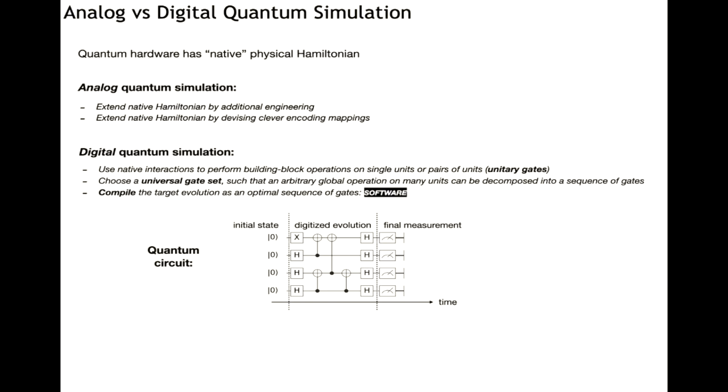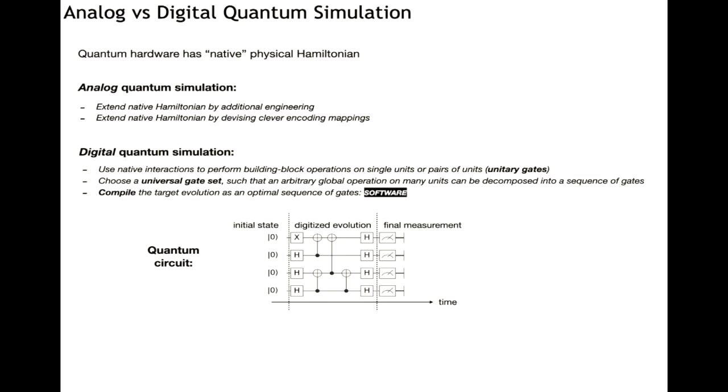So basically, in a digital quantum simulation, you don't need to devise some strange or clever mappings. All you need to have is software, a program that compiles your target evolution, the one that you want in your actual system, in terms of a sequence of gates, or a circuit.